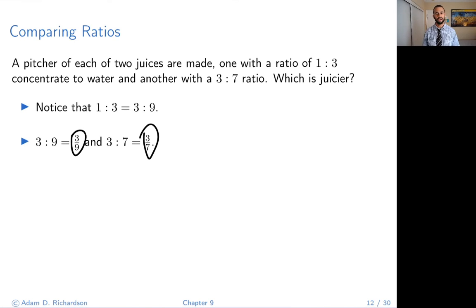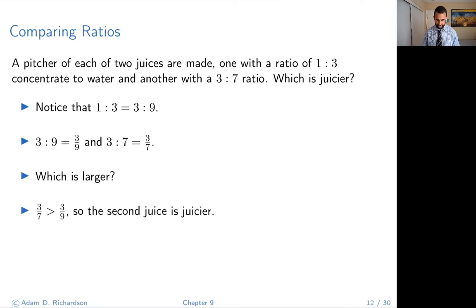So which is bigger, 3/9 or 3/7? Well, because we went through chapters 6 and 7, we can all tell pretty quickly that 3/7 has got to be bigger, because the whole is cut into a smaller number of pieces. And so if we take 3 of them, we're going to get bigger pieces, right? So 3/7 is bigger than 3/9, and that means that's the juicier one. 3/7 is larger than 3/9, so the second juice is juicier. And that's the idea.